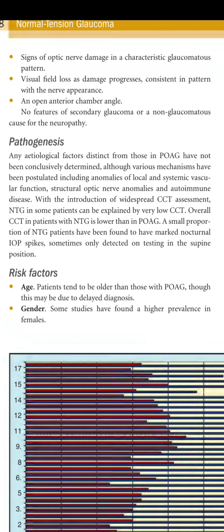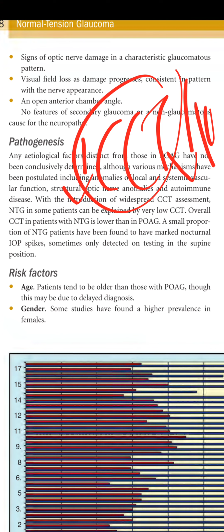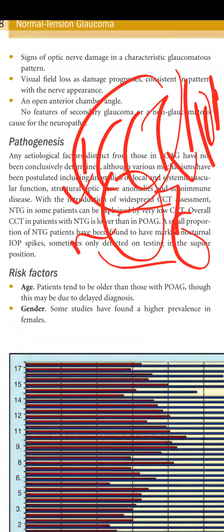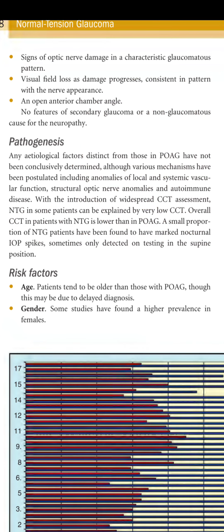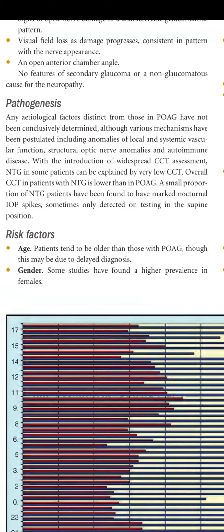With the introduction of wide use of CCT assessment, normal tension glaucoma in some patients can be explained by very low CCT. Overall, CCT in patients with normal tension glaucoma is lower than in POAG. A smaller proportion of normal tension patients have been found to have marked nocturnal IOP spikes, sometimes only detected on testing in the supine position. So sometimes a patient has a low CCT, because a low CCT will make the IOP read lower, and also on diurnal variation we should test in a supine position, because IOP spikes occur in the supine position.